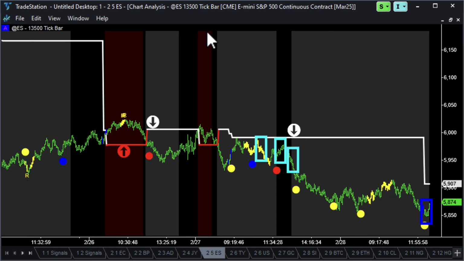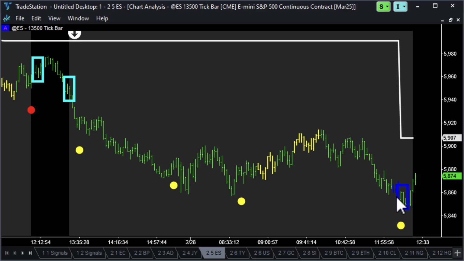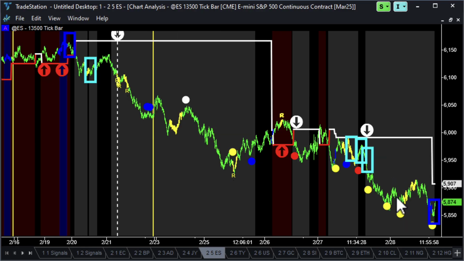So here we go. Sorry about that. All these signals going off in my earphones. So we just broke the overnight low, and the blue professional bars have come in here. This whole move might be over now on the downside.